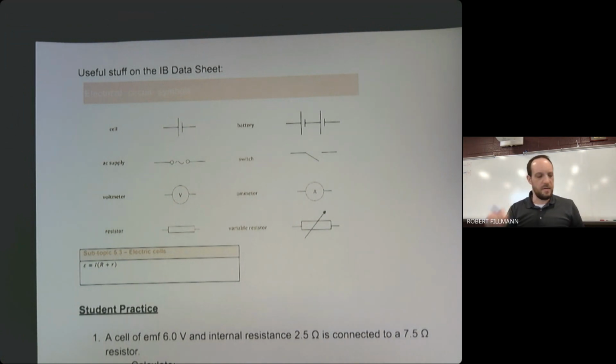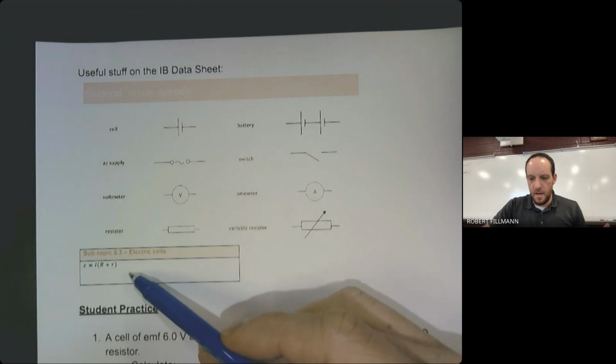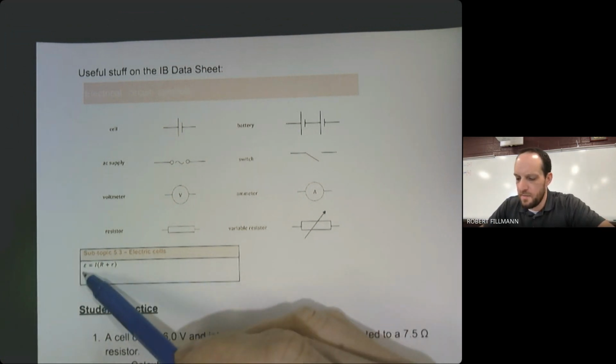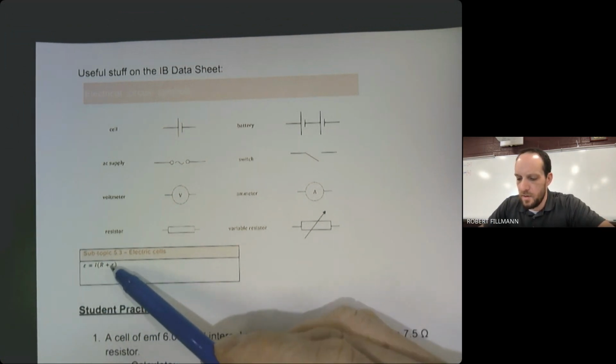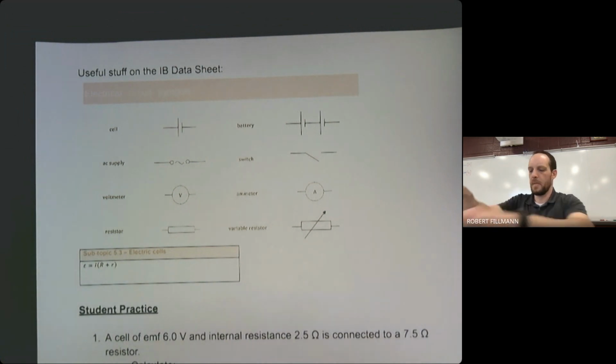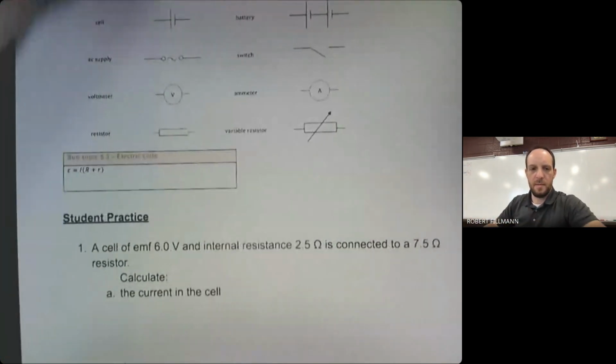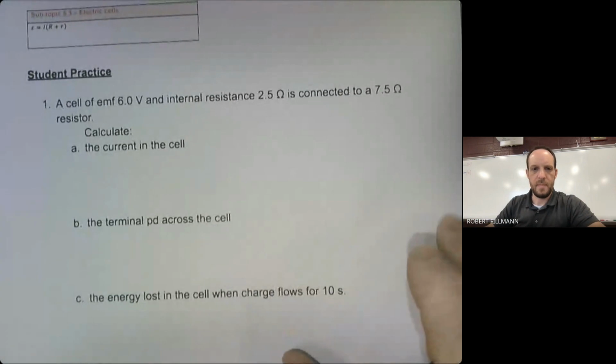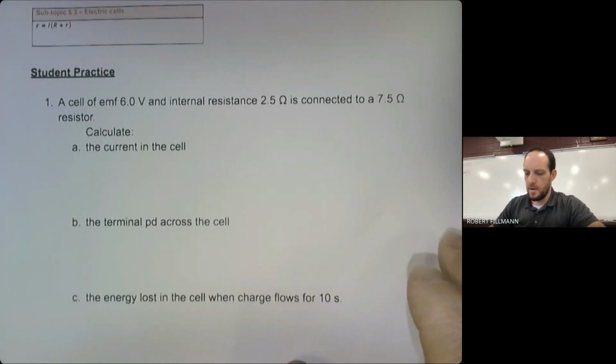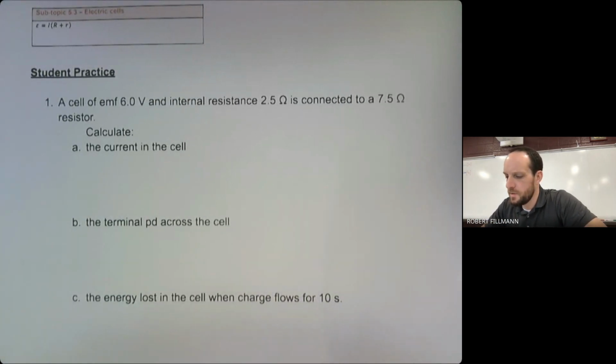So there's usually some kind of a knob or a slide on the side of that resistor where you can change it and you can get different resistances out of the resistor. Equation-wise, we just have this expression, which is our EMF, the current, and then this is the load, and then the internal resistor. So here we go. Number one. The first question says, calculate, for a cell of EMF 6 volts and internal resistance of 2.5 ohms connected to a 7.5 ohm resistor.